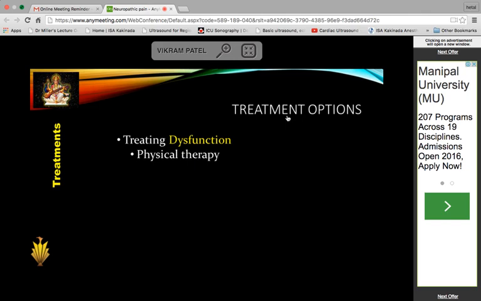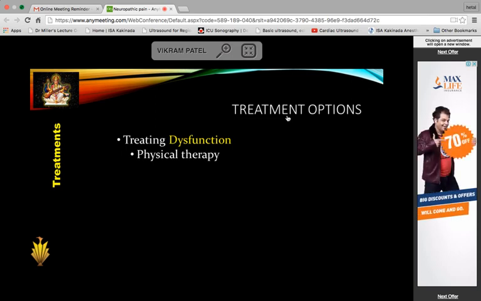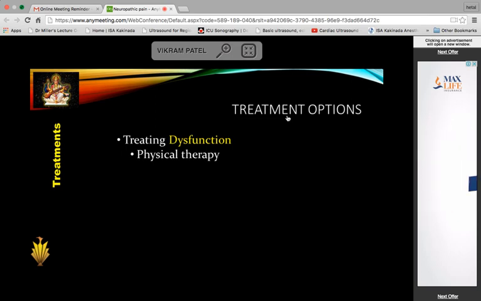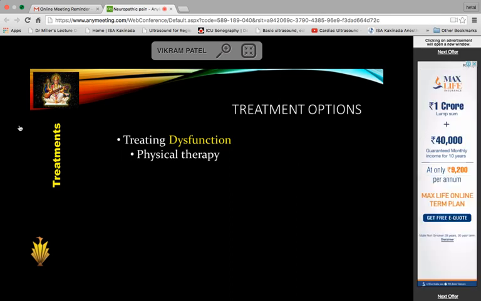And treating the dysfunction is also, of course, very important. Physical therapy is important, especially for a patient who is recovering from the pain. But you want to provide them with proper pain treatments before you send them for physical therapy, so that their pain is not increased afterwards. So without properly addressing their pain, it is not a good idea to address just the dysfunction.